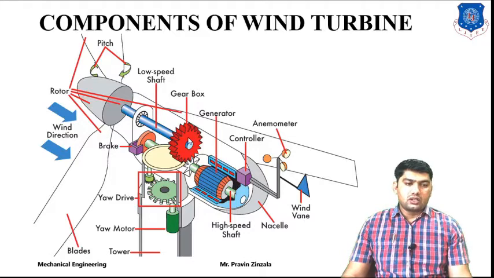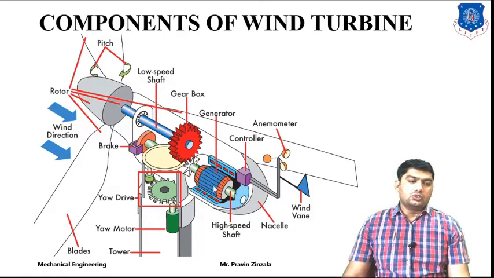The gearbox is used to step up the RPM, because the generator requires a large amount of RPM, or maximum RPM, for proper electricity generation. So we generally install the gearbox. Then the energy passes from the gearbox to the generator, and the generator generates the electricity. So these are the basic components: turbine blade, rotor, shaft, gearbox and generator.